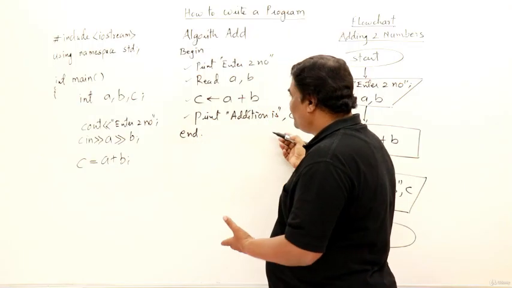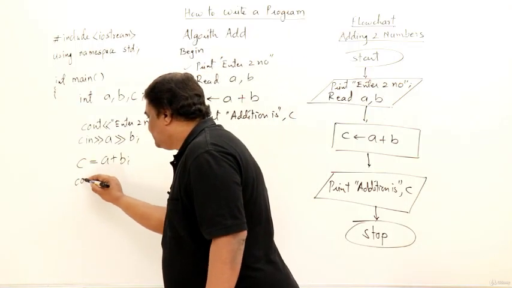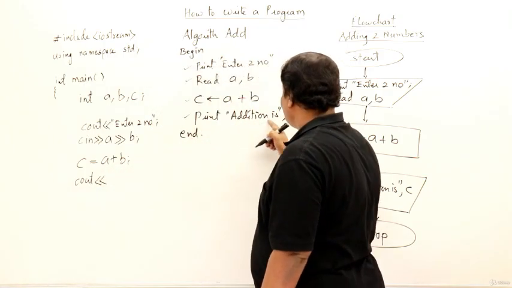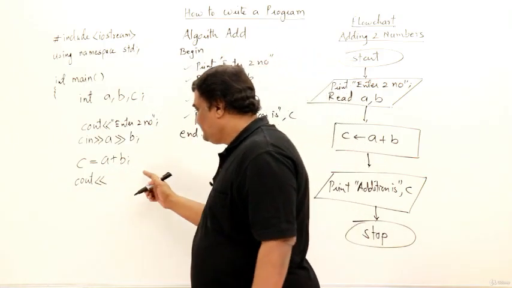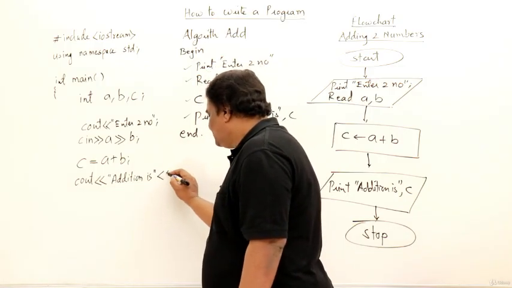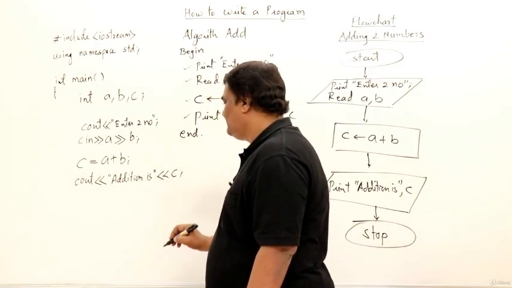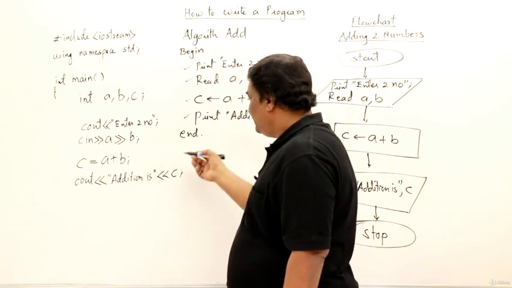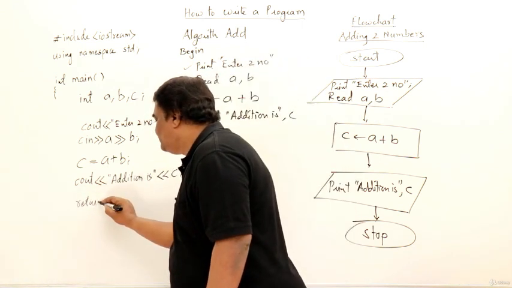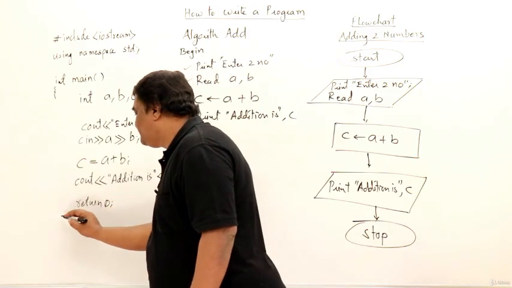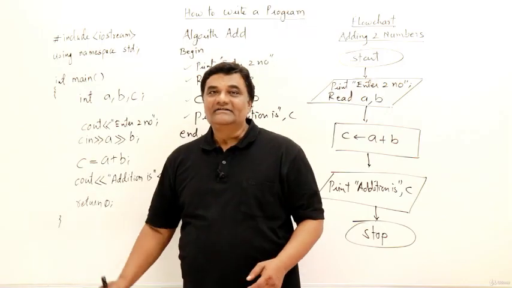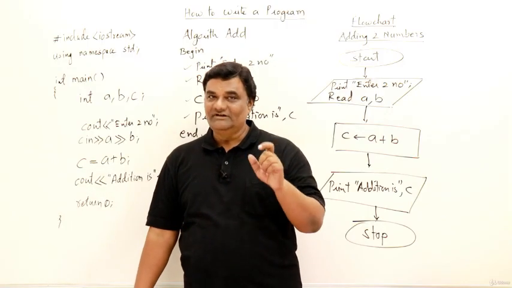We have to print the output. So say cout. What is the message we want to print? "Addition is", then C. So I will write here cout, "Addition is" in quotes, and then write again double less than, and then C. Right? So that's all. And here inside the main function, we must write return 0. That you always have to write, because we have written int here. So that's all. This is a program in C++ for adding two numbers.